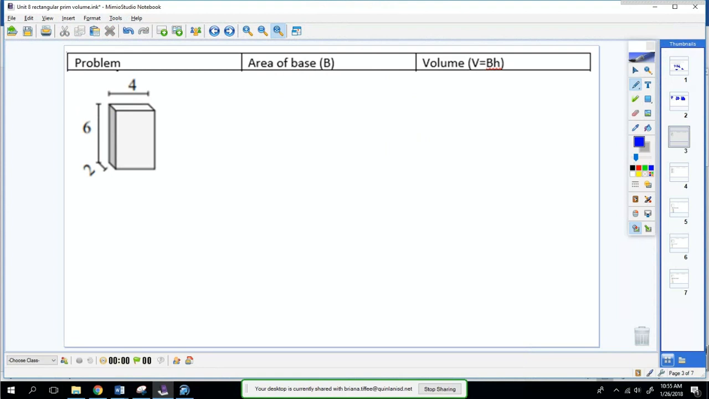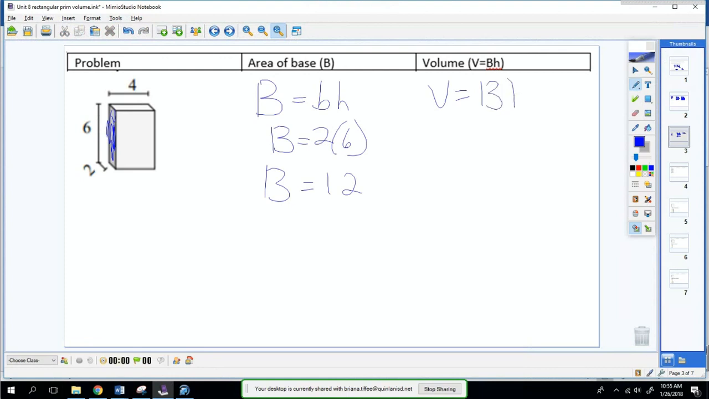So let's do another one. So we're going to find big B, which is just base times height. And let's say this is the base again. So you're going to do 2 times 6, which is 12. So then your volume formula is big B times H. Okay, so big B is 12, and the height will be 4. So 4 times 12 is 48. And that's your answer.